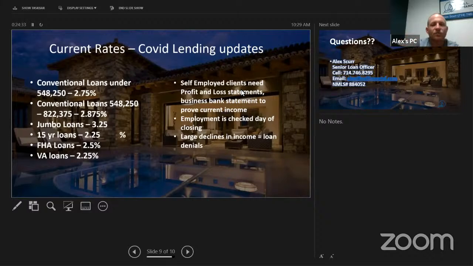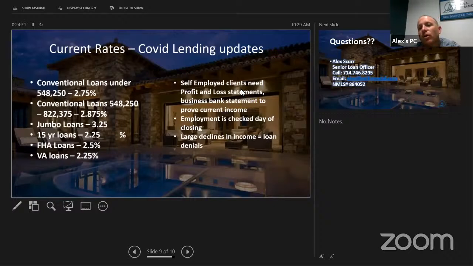For real estate agents, for you guys, they know that your income comes in big chunks. They just would like to see that your trajectory is still very similar to back in '19 or in 2020 to give you the income off of your tax returns.